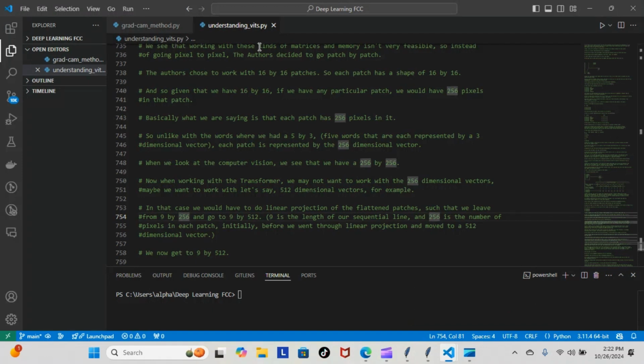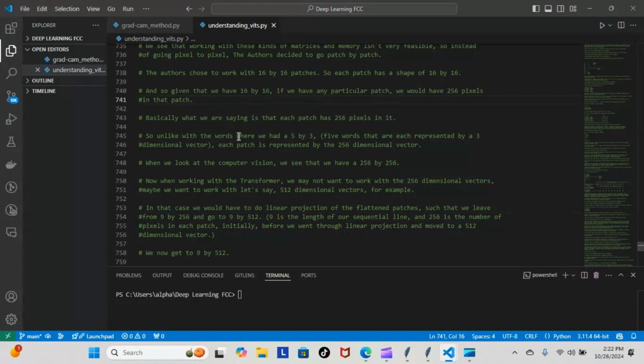So we see that working with these kinds of matrices in memory isn't very feasible. So instead of going pixel to pixel, the authors decided to go patch to patch. The authors chose to work with 16 by 16 patches, so each patch has a shape of 16 by 16. And so given that we have 16 by 16, if we have any particular patch, we would have 256 pixels in that patch. Basically, what we are saying is that each patch has 256 pixels in it.